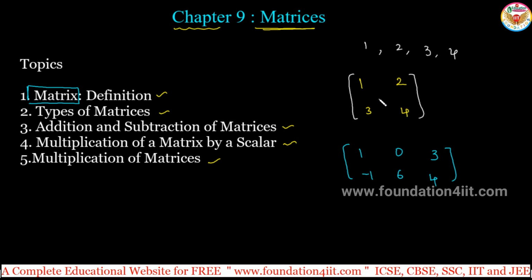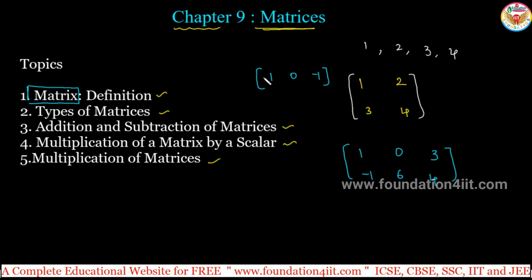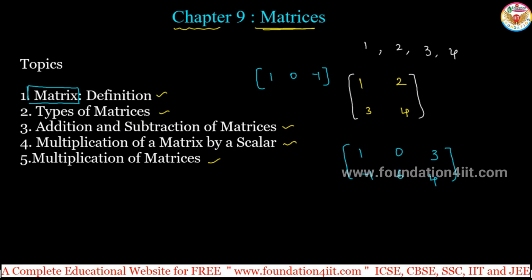is called a matrix. And there can be only one row, for example 1, 0, minus 1. If you observe, there is one row but three columns. This is also an arrangement of a matrix. These are the examples. And the plural of matrix is matrices. The singular is matrix, the plural is matrices.